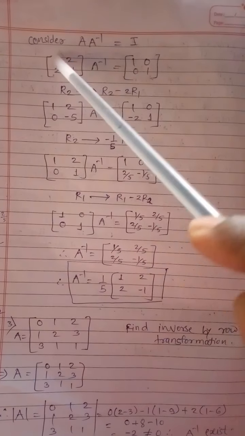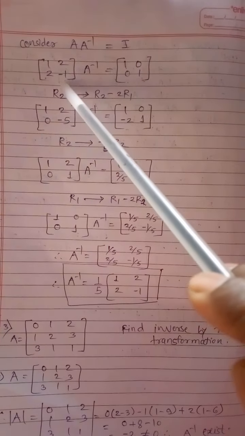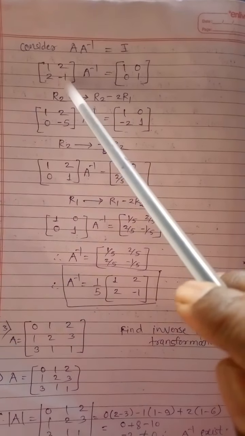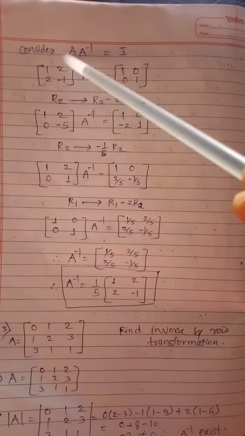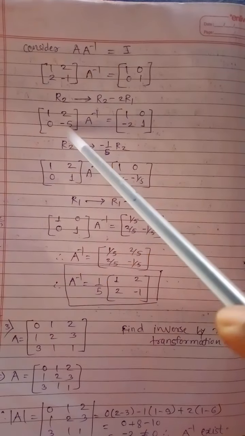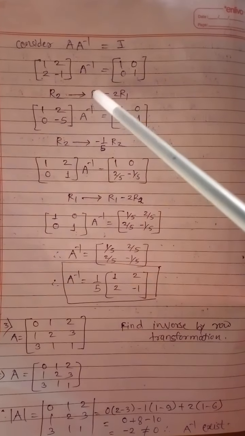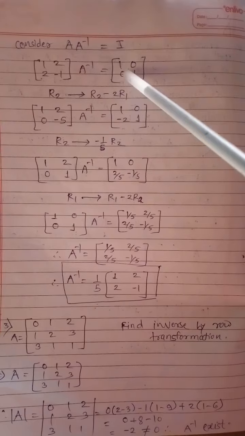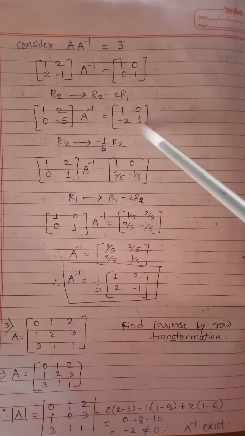So twice of 1 that is 2. So 2 minus 2 becomes 0. Again here R2, that is minus 1 minus 2 into 2, that is minus 4. So minus 4 and minus 1, so you will get here minus 5. A inverse we have to write down as it is, and the same operation you have to do here. So R1 is as it is and R2 minus 2R1 we have to make here.